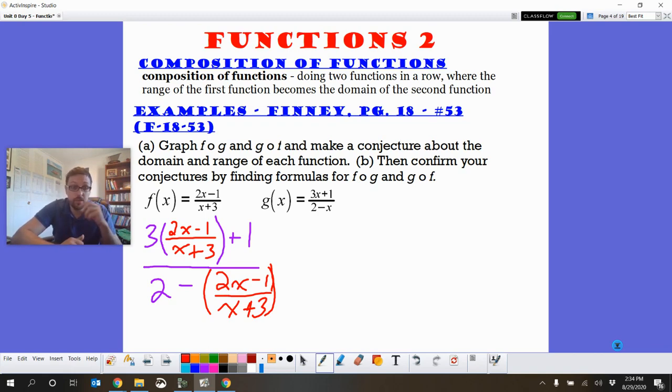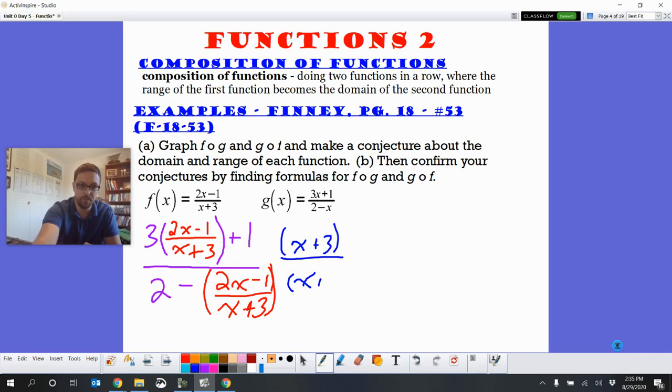So what I'm going to do first is I'm going to multiply every term by x plus 3. That's going to get rid of some of this fraction and fraction business. So let's multiply the numerator and the denominator by x plus 3. That'll kind of clean things up a little bit for us.